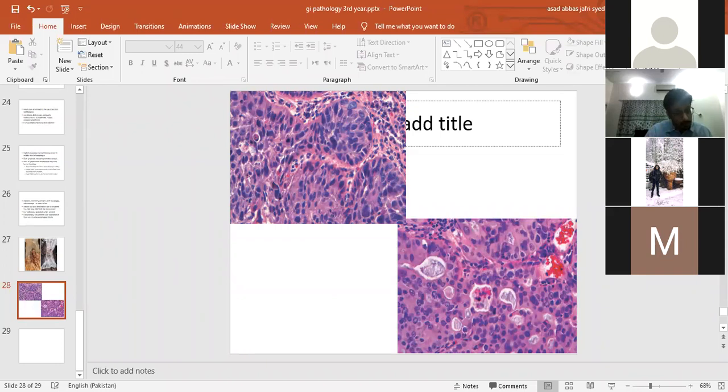Okay. But it's not necessary to see goblet cells. Sir, they say goblet cells. Sir, the gold standard would be the biopsy.